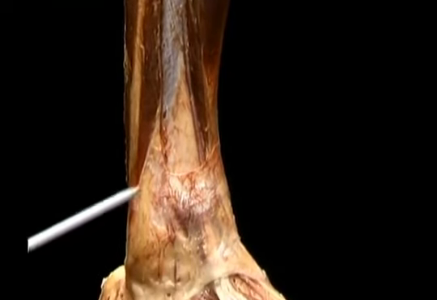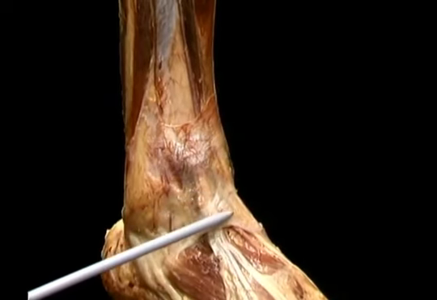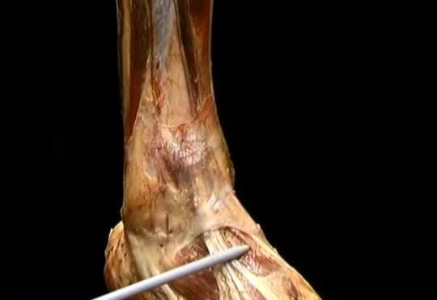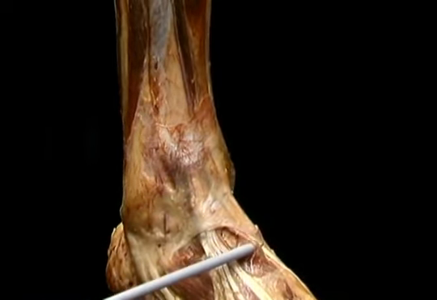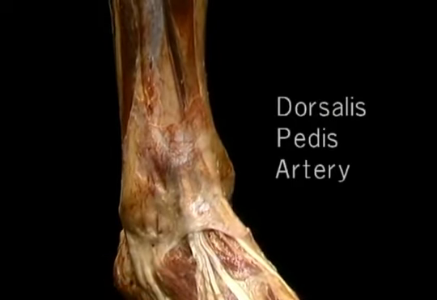At the ankle, the anterior tibial artery passes beneath the extensor retinaculum. Here's the artery emerging on the dorsum of the foot. Beyond this point, it's called the dorsalis pedis artery. We'll follow it further in the next section. Now we'll look at the nerves of this region, the tibial nerve and the common peroneal nerve.